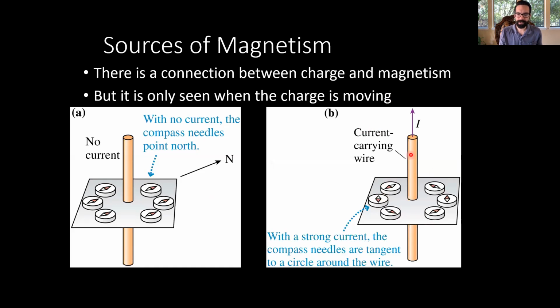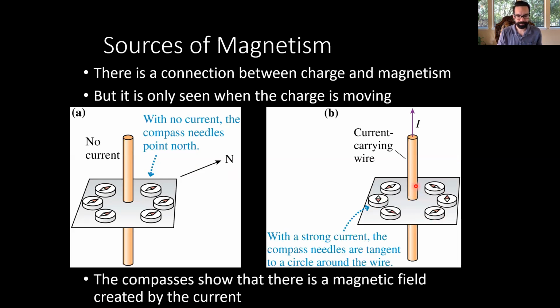So the takeaway here is that charge has this strong connection with magnetic field, and that connection to magnetic field is what we're going to be talking about in our class here. So moving charges in particular create a magnetic field around them. I think I have that here.